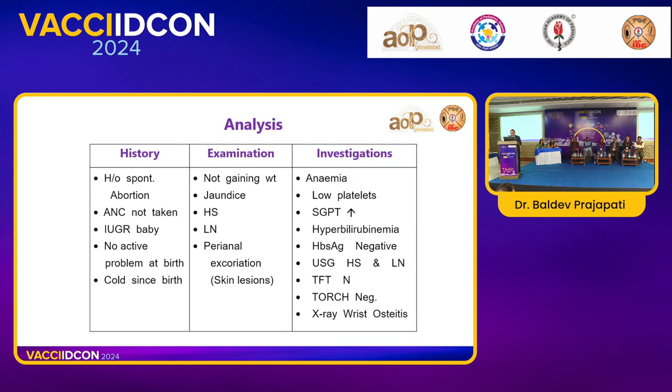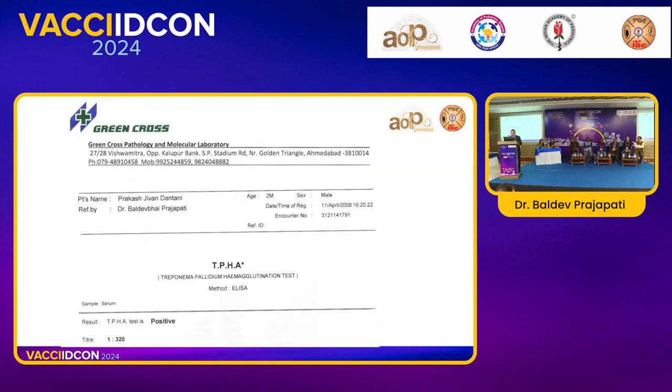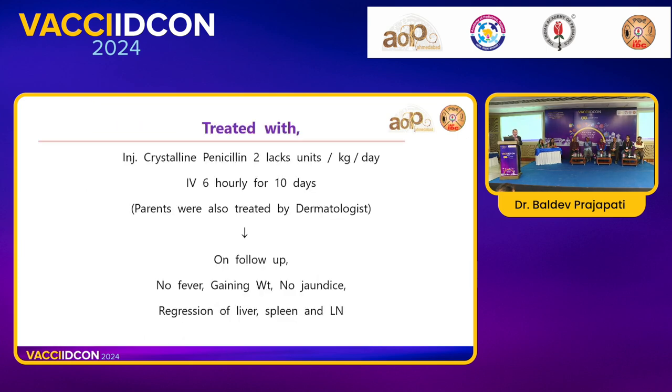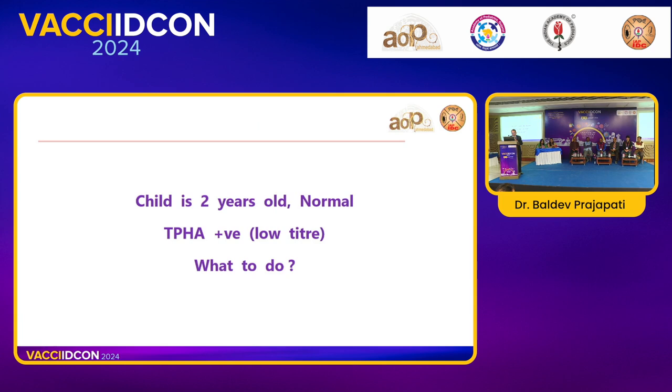Common investigations were negative. X-ray was showing osteitis. We went straight away for the treponemal hemagglutination test, and sir, it was positive. Titer was very significant, 1:320. Later on, we referred this mother to a dermatologist. Mother was also positive. The child was treated with penicillin, for your kind information, and the child recovered.